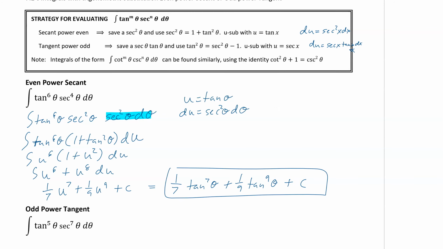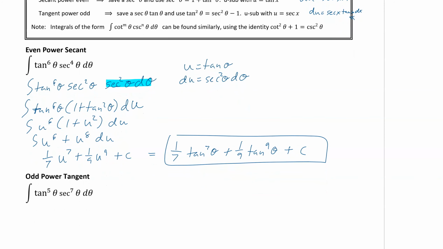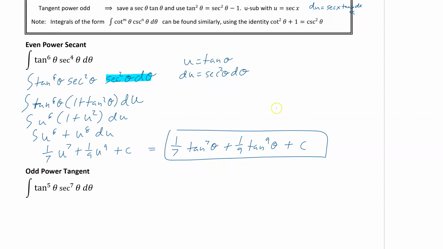All right, so the next one, obviously we need to deal with a tangent is odd. So now if we have a tangent power odd, we're going to pull a secant tangent away from it. So this would become tangent to the 4th theta, secant to the 6th theta. And the secant we don't really care about. It's going to be going along for the ride because it's the u. So we're going to get secant theta, tangent theta, d theta. See, that's what we were looking for right there.